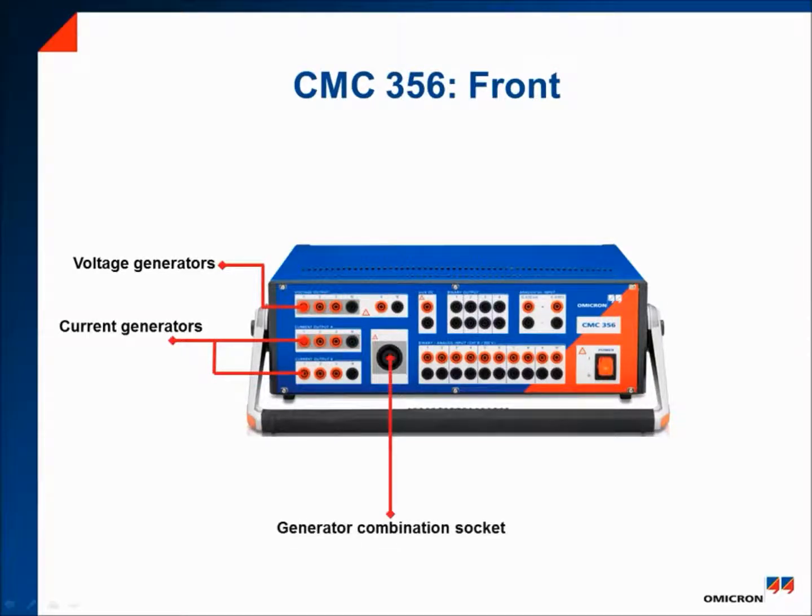The generator combination socket routes three-phase voltages and currents to a single cable for easy wiring. An auxiliary DC source is available to supply power to test objects. 10 binary inputs are also available to measure and assess the response of protection devices, with 4 binary outputs being available to feedback information to the device under test.